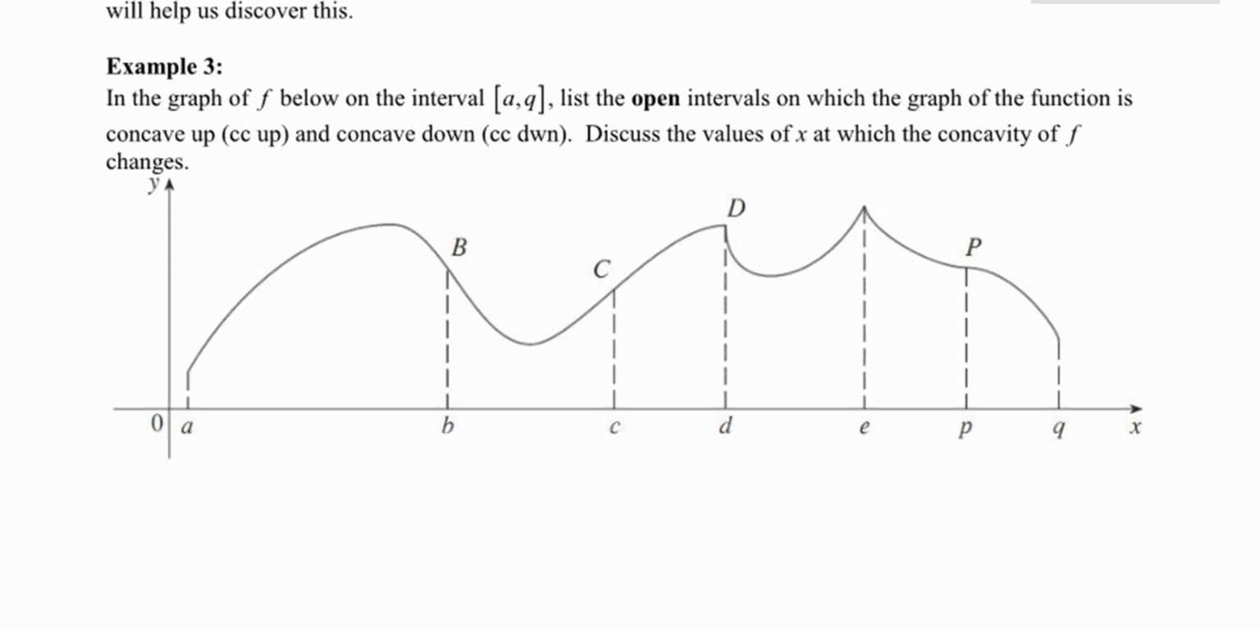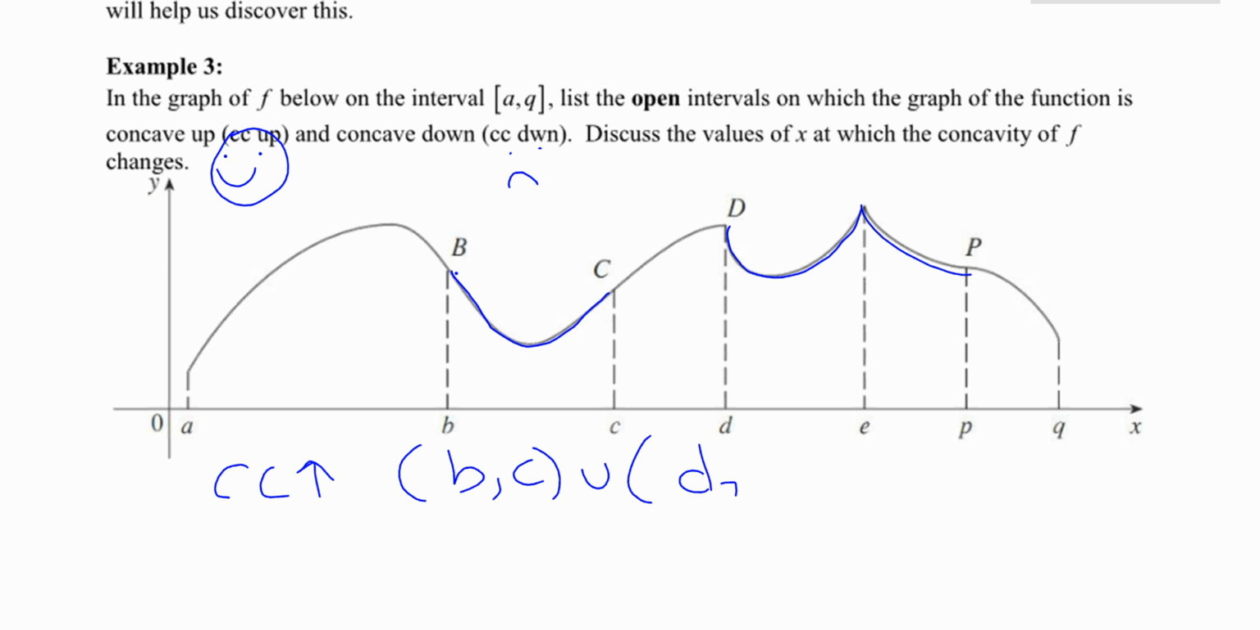So we're going to list in example 3 the open intervals on which the graph of the function is concave up. So we want concave up like a cup, concave down like a frown. So we have concave up. It's going to look like a smiley face. So it looks like from here to here, here to here, and here to here. Concave up like a cup would be from B to C, from D to E, and also from E to P. And notice I put two different intervals for D to E and E to P.